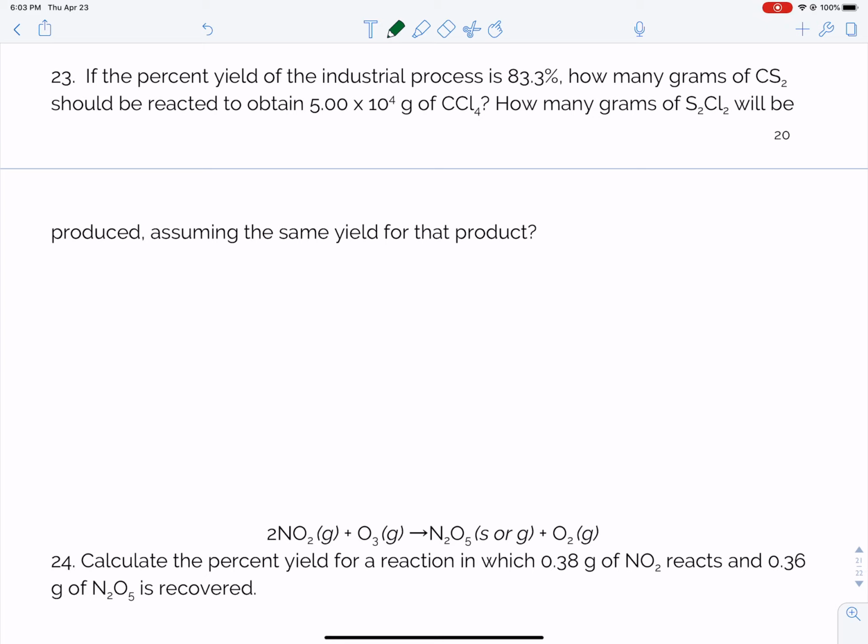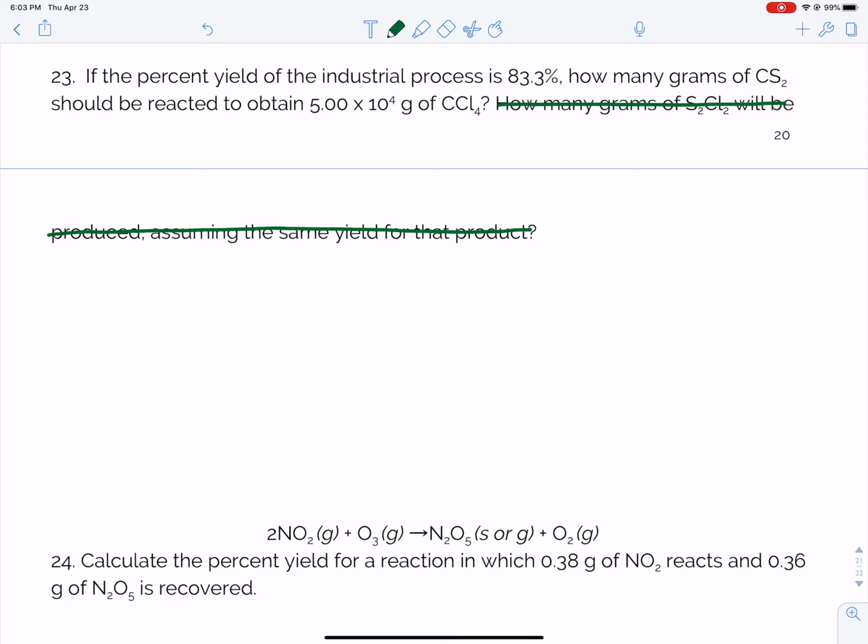Question 23. If the percent yield of the industrial process is 83.3%, how many grams of carbon disulfide, CS2, should be reacted to obtain 5.00 times 10 to the positive 4 grams of CCl4? And there's the second part to this problem. Every year I say I should cross that out.